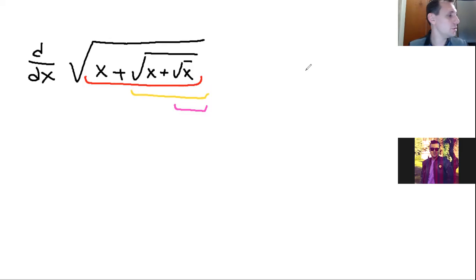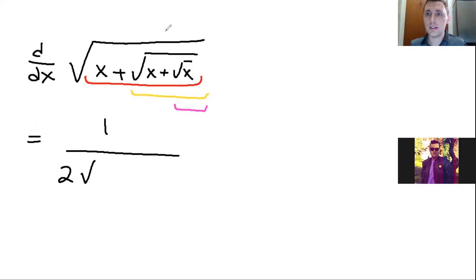All right, guys, let's do it together. So here is what I mean when I underlined it. The first part is the derivative of the outer root here, yes? So I can write it as 1 divided by 2 root of everything inside, whatever is this red thing here, okay? So of x plus root x plus root x.